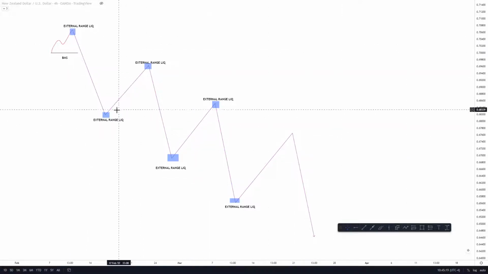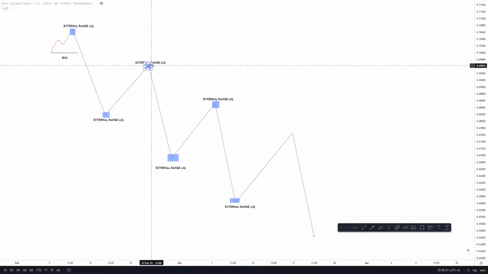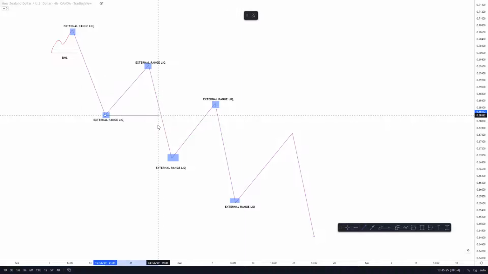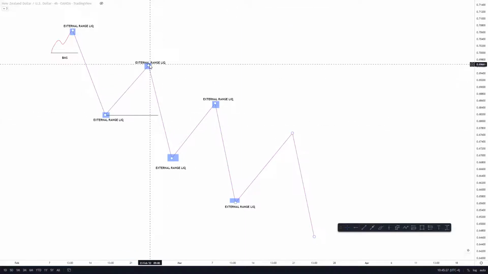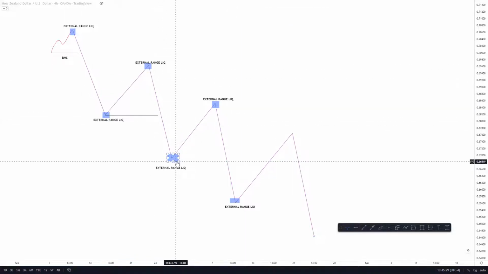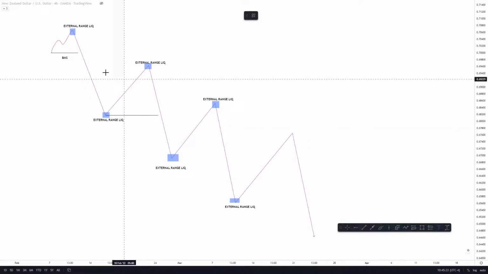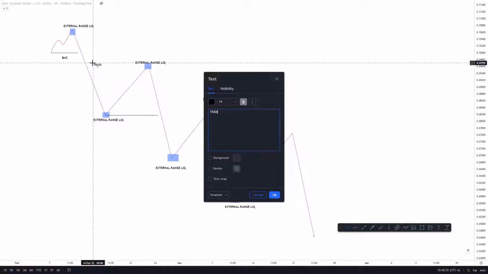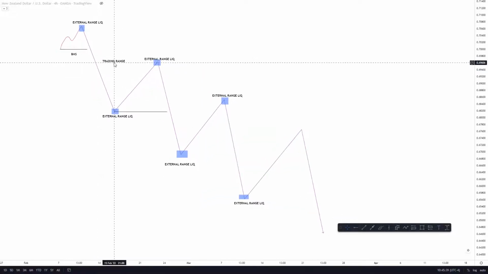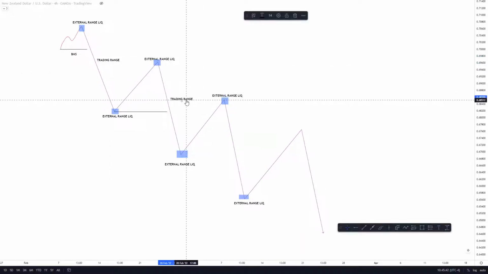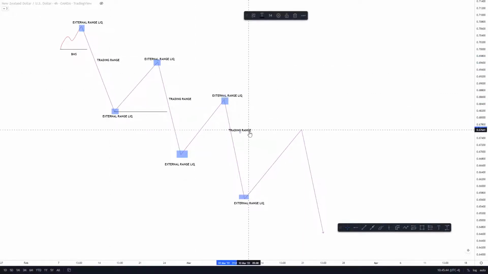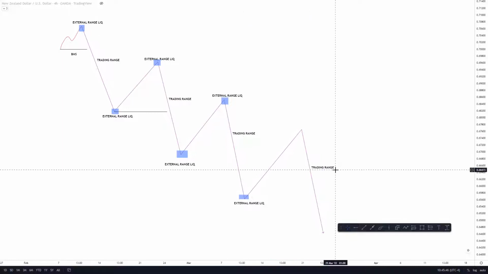Yeah, so this is a corrective move, and then another move, we have a break in market structure here. So the lower high, the lower low. This is another trading range. Okay, and another trading range, and we have another trading range, and we have another trading range here.